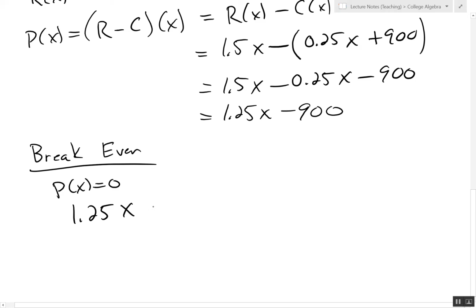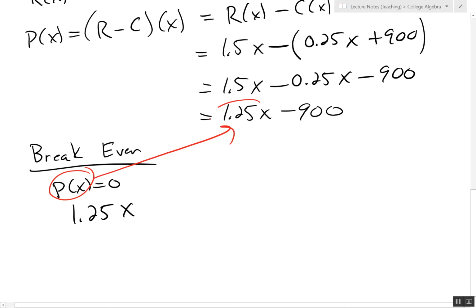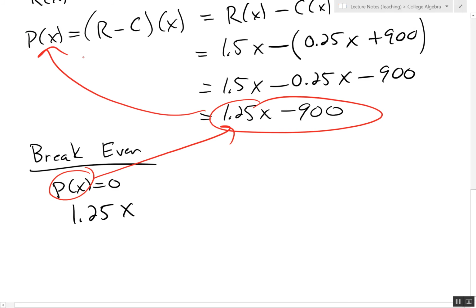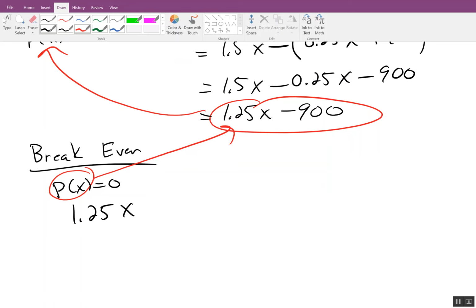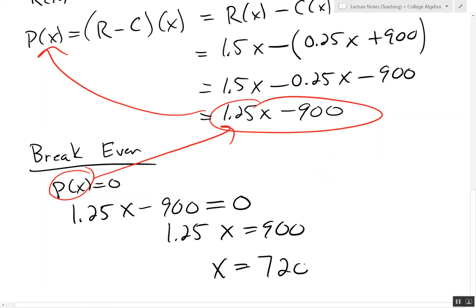So we're going to replace the P of x with this value right here, because that was what was equal to P of x. So we have 1.25x minus 900, and we're going to set that equal to 0, and we solve for x, so we'll get 1.25x equals 900, and dividing both sides by 1.25, we see that we get 720 newsletters.